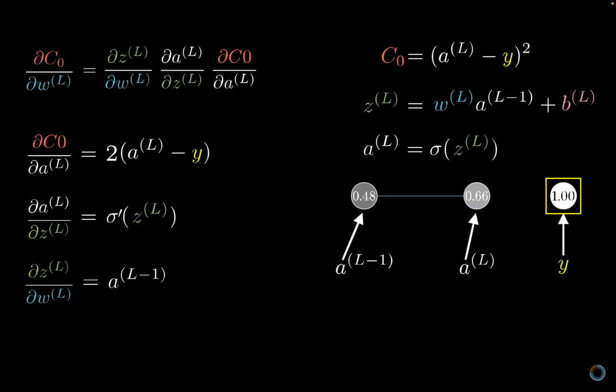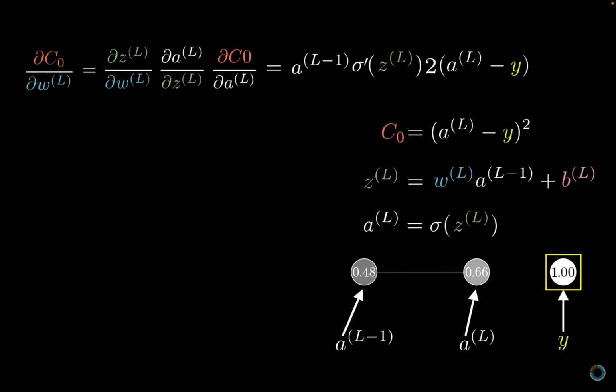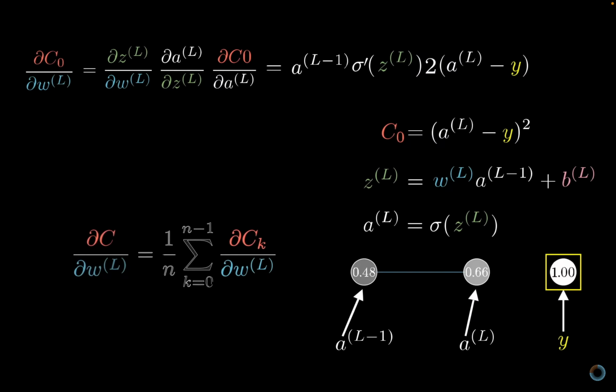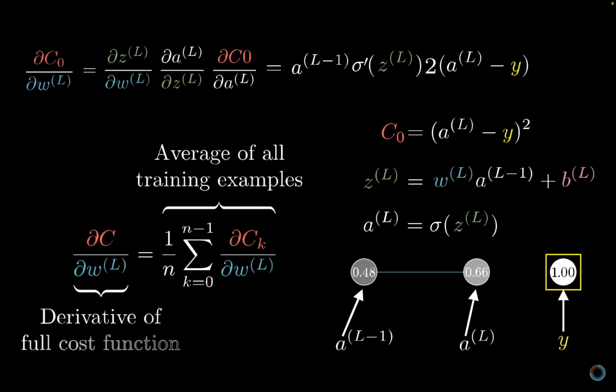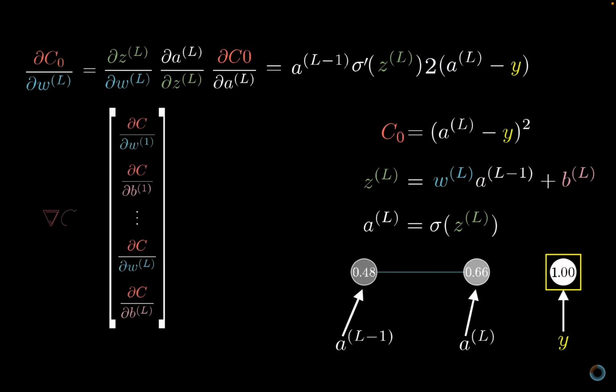And all of this is the derivative with respect to W^L only of the cost for a specific single training example. Since the full cost function involves averaging together all those costs across many different training examples, its derivative requires averaging this expression that we found over all training examples. And of course, that is just one component of the gradient vector, which itself is built up from the partial derivatives of the cost function with respect to all those weights and biases.